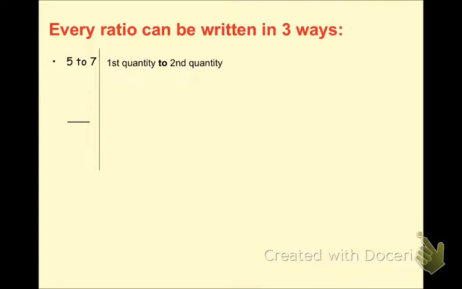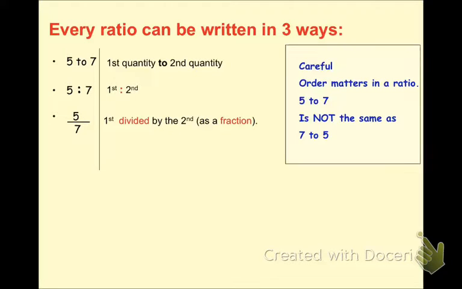Another way of writing a ratio is using the colon sign: first, colon, second. You put the two numbers in between that symbol. The third way we can write a ratio is as a fraction: 5 over 7, first number divided by the second number. The top number, the numerator, would be the first number in the ratio. The bottom number would be the second one as you say it. Always be careful because the order matters in a ratio. It's 5 to 7, and it's not the same as 7 to 5.